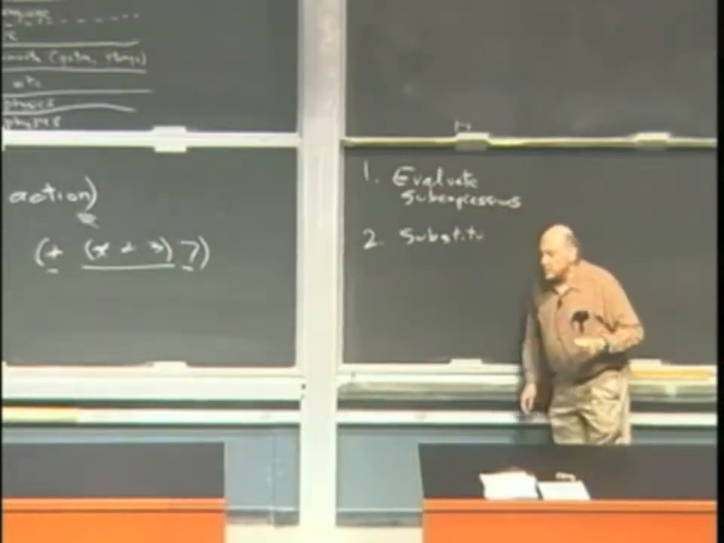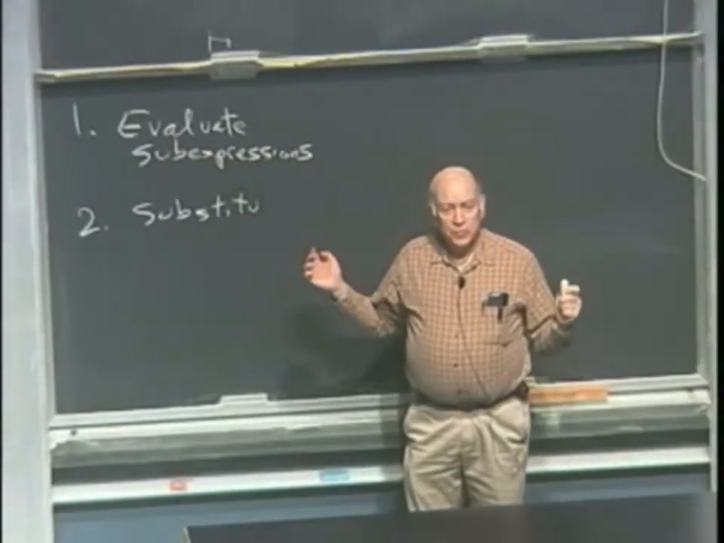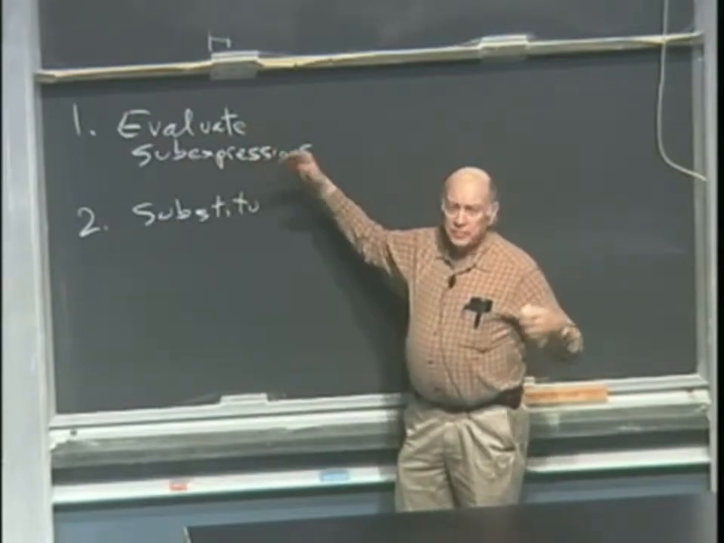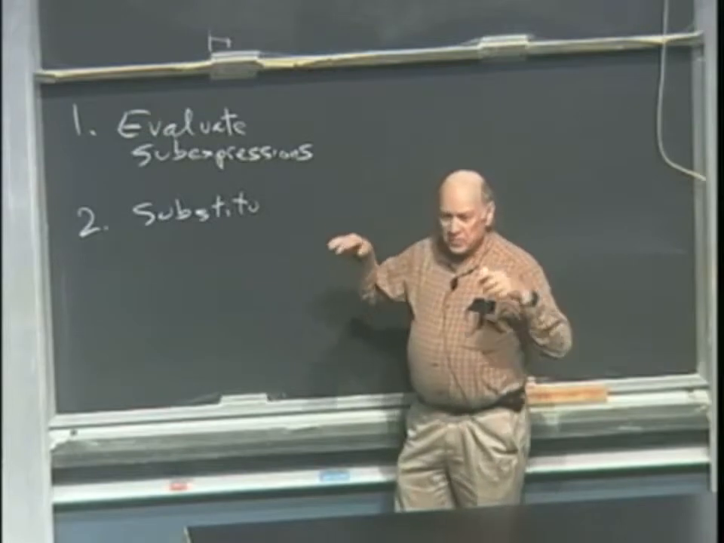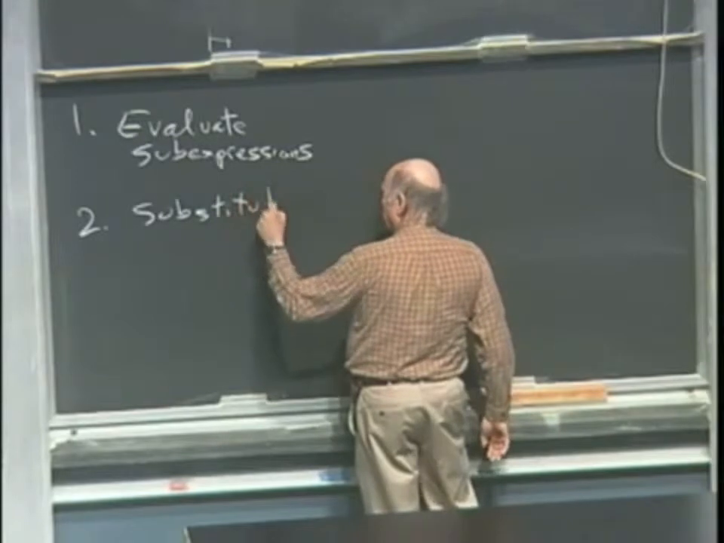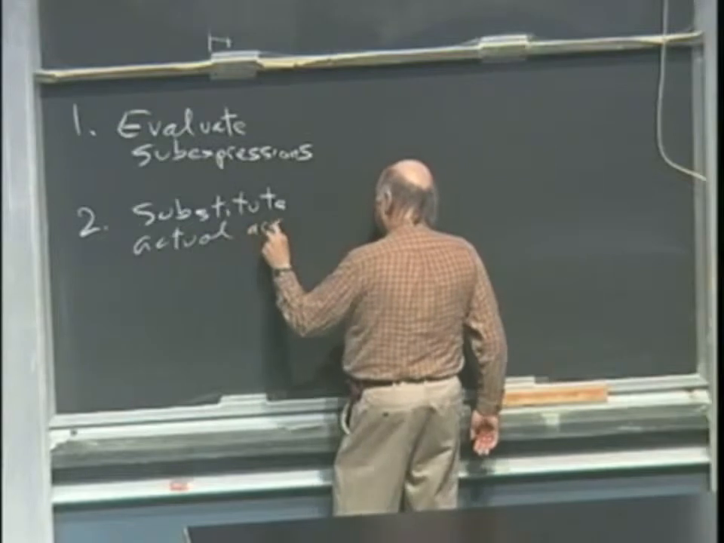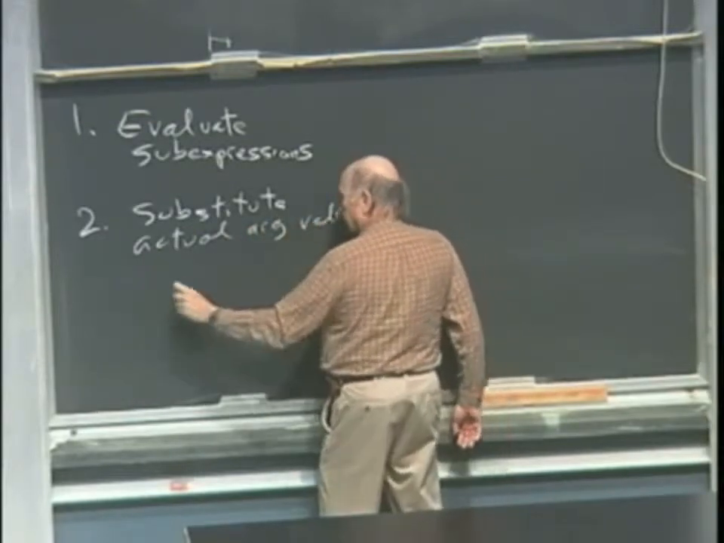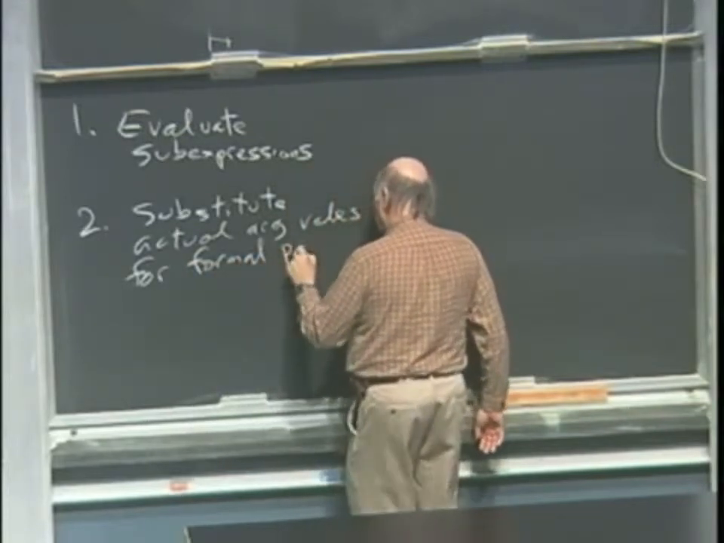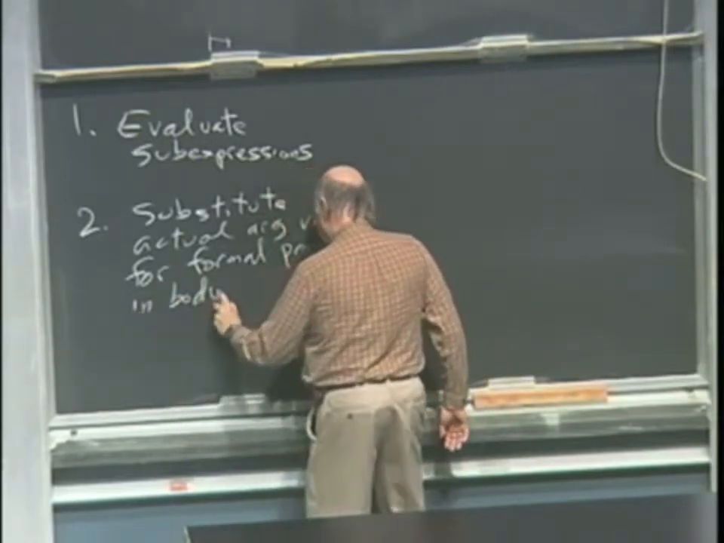Now we're going to be talking about how to evaluate a call to a procedure that you wrote, not a primitive procedure. Step 1 is the same for primitives also, but now it gets specific to procedures that you created. So step 2: substitute actual argument values for formal parameters in the body of the procedure that you're calling.